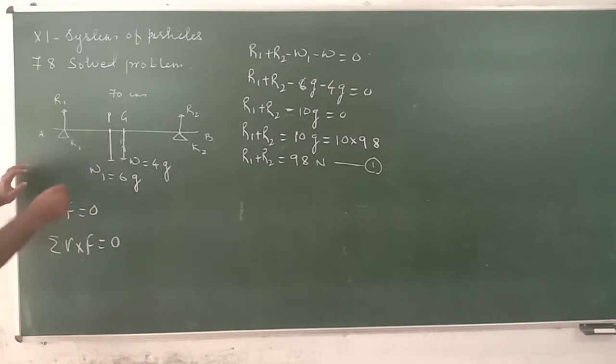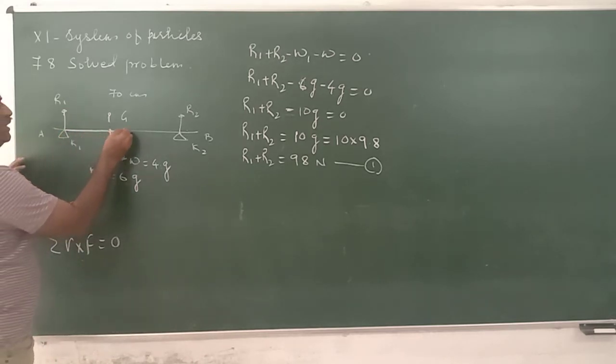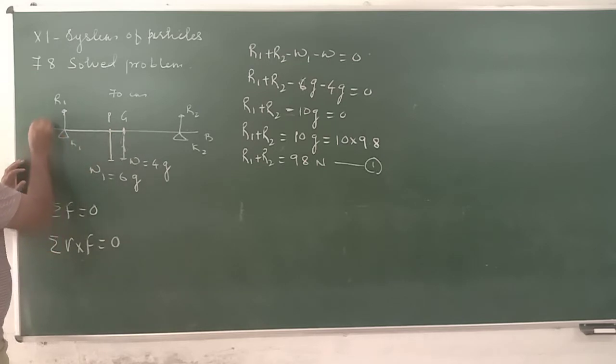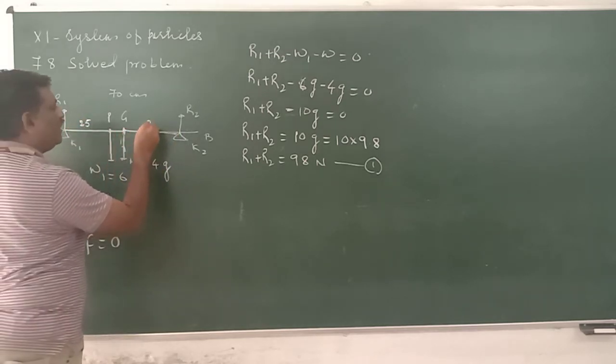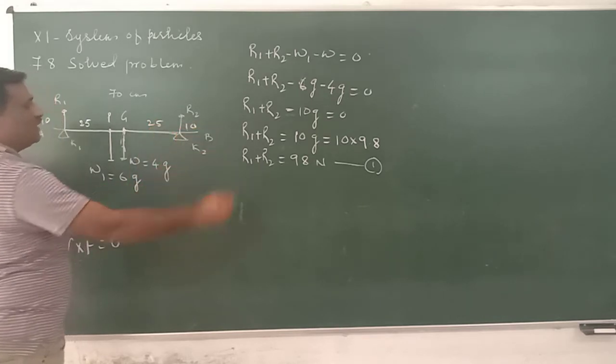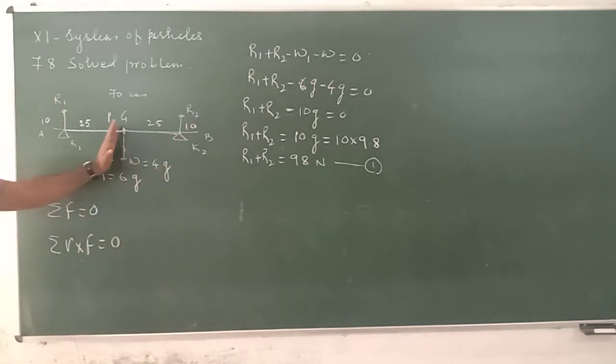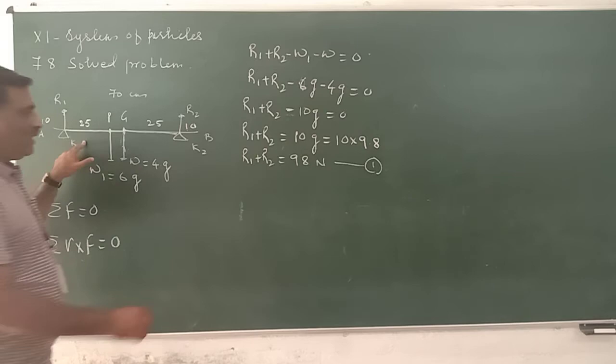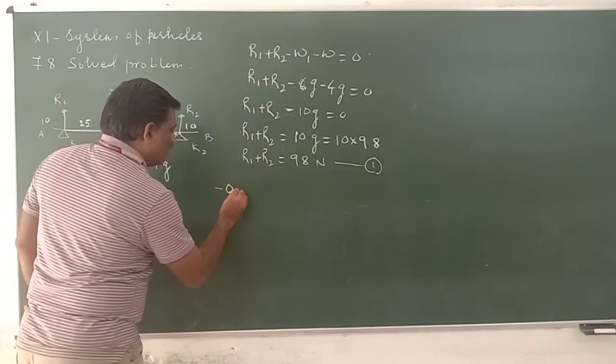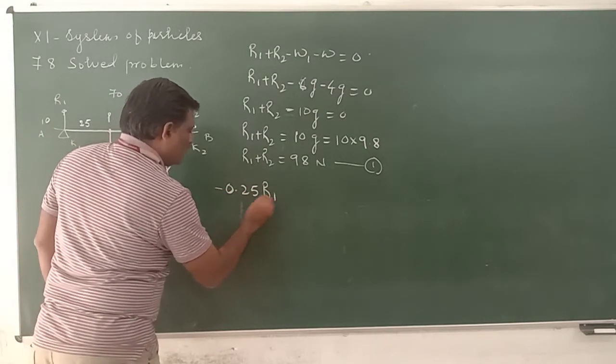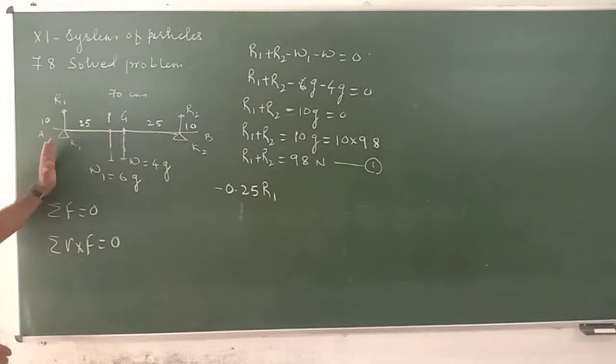Let us take this distance, with G as the center of mass. This is 10 centimeter, this is 25 centimeter, this is again 25 centimeter, and this is 10 centimeter. Distance measured towards this side is negative. The product of R and F: R1 is the force and minus 25 is the distance. Therefore the first torque is minus 0.25 R1, negative because the distance is negative and the force is positive.